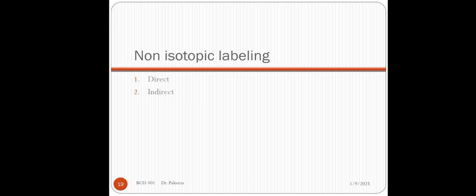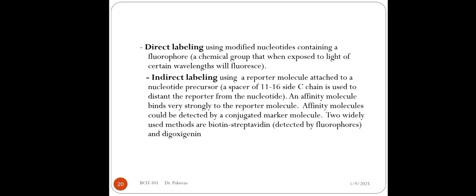Having said this, now I want to show you non-isotopic labeling, which could be done either via the direct method or the indirect method.